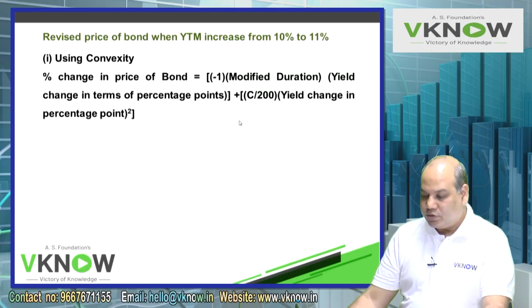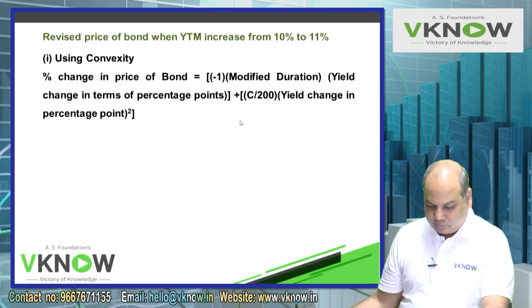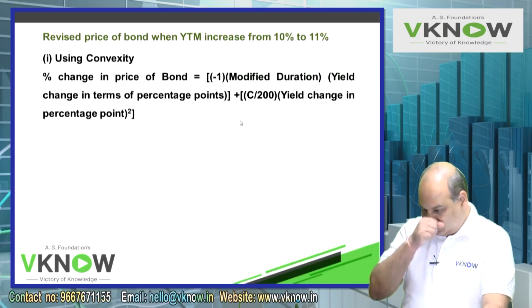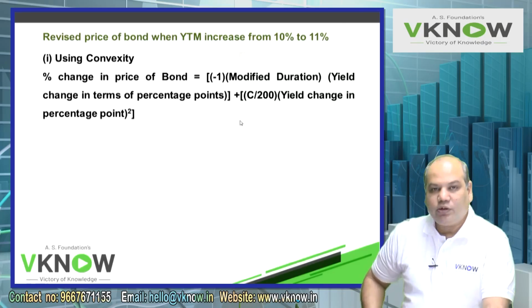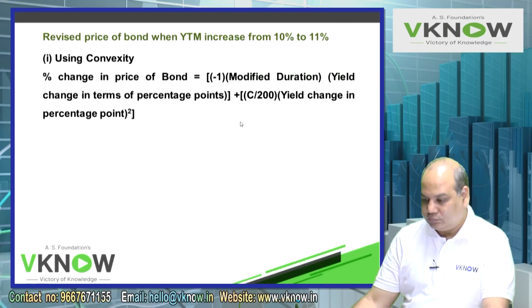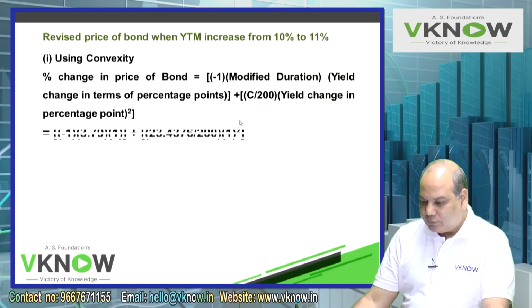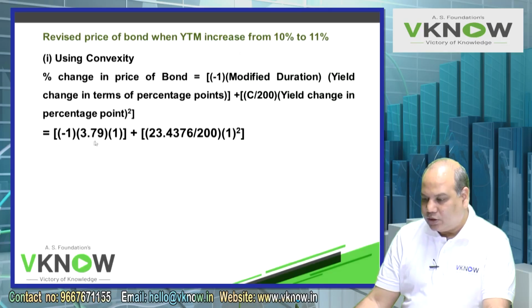plus C by 200 into yield change in percentage point square. After writing this formula, minus 1 into 3.79 into 1. This is modified duration. Change due to modified duration, and this will cover the gap between the true value and the value given by modified duration.